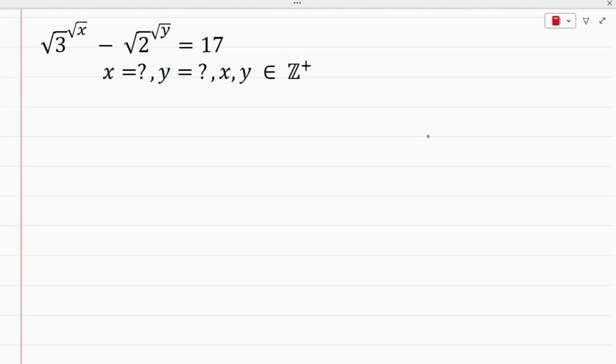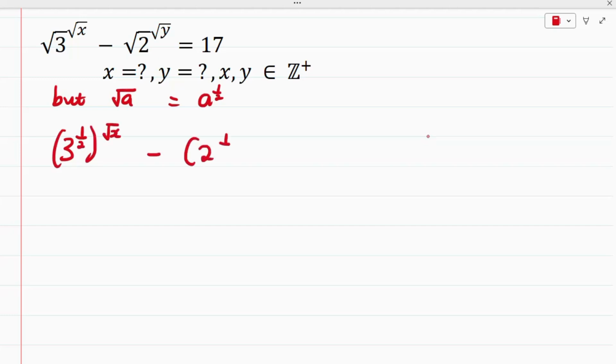So right here we have this nice algebra problem and we are to solve for x and y. You want to simply note that x and y are elements of the set of positive integers. So guys, the first thing you want to do is recall that the square root of a is equal to a raised to the power of 1 over 2. So from here we have 3 raised to the power of 1 over 2 raised to the power of the root of x, minus 2 raised to the power of 1 over 2 raised to the power of the root of y, and this is equal to 17.